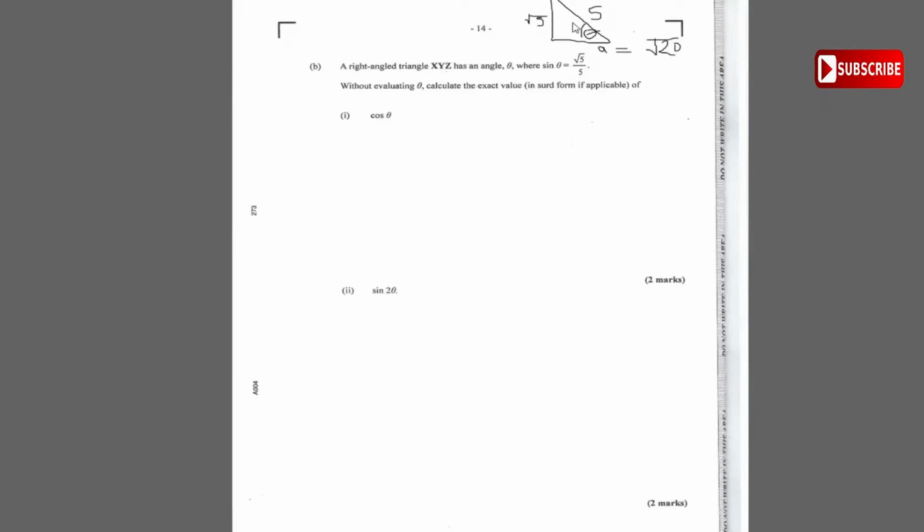So we have the square root of 20 squared plus the square root of 5 squared. That gives you the hypotenuse. So now we can find cos theta. Cos theta is equal to adjacent over hypotenuse. Adjacent is the square root of 20, over the hypotenuse of 5. That's the square root of 20 over 5.